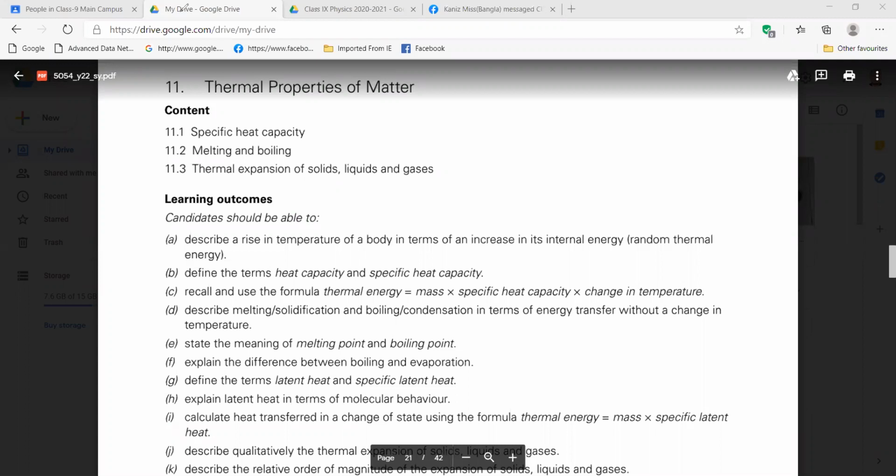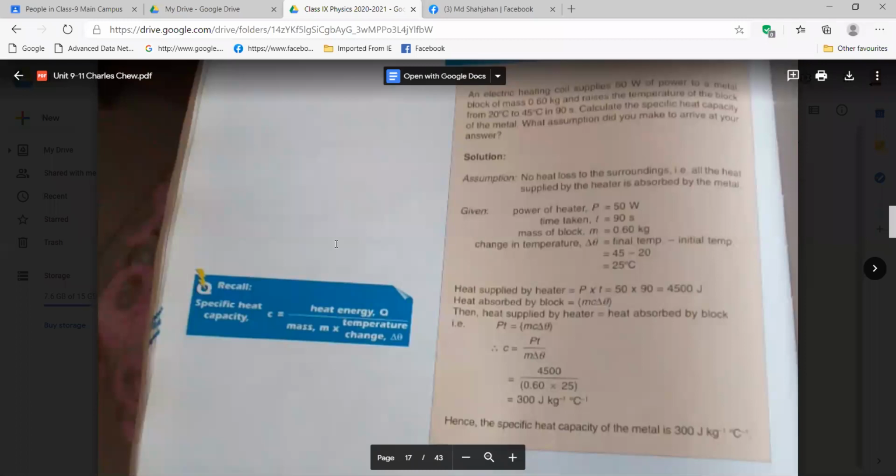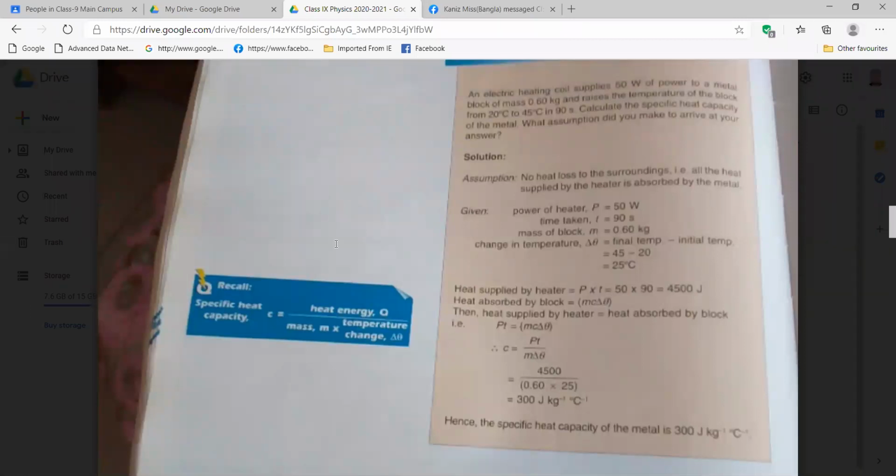Okay, now Kazi Jawad, you sum up today's class. This 40 minutes only, not the previous one. Sir, we did the heat capacity. We learned the difference between heat capacity and specific heat capacity. So what is the difference? Tell.